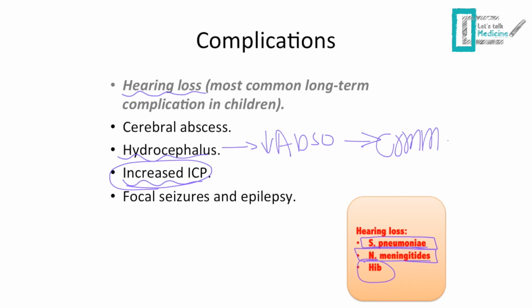Another complication, as we said, is part of the symptoms also: increased intracranial pressure. So one of the complications, as we said, is ptosis and photophobia that result from dysfunction of the 3rd cranial nerve. Finally, we have focal seizures and epilepsy that may result as a complication.